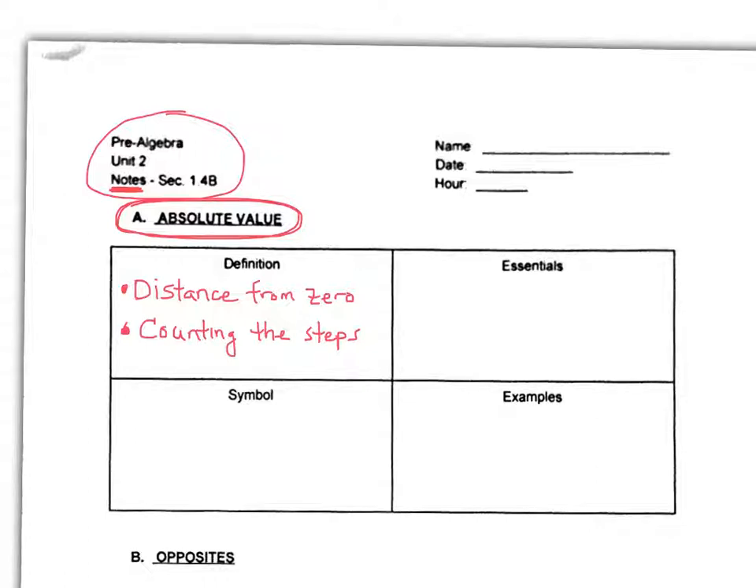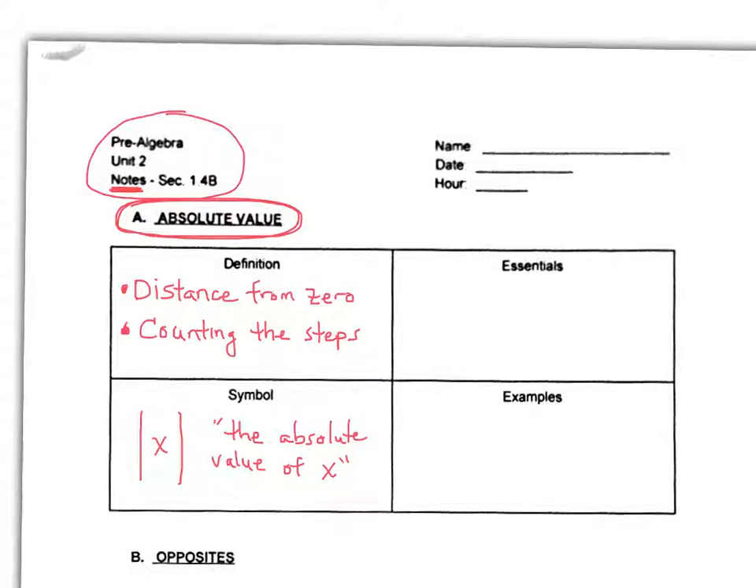The symbol is two long lines, and sometimes they put a number in there or a variable. So let's put a variable in there. And all you say when you see this is the absolute value of x. You're being asked, what is the absolute value in this case of x? How many steps away from zero are you?